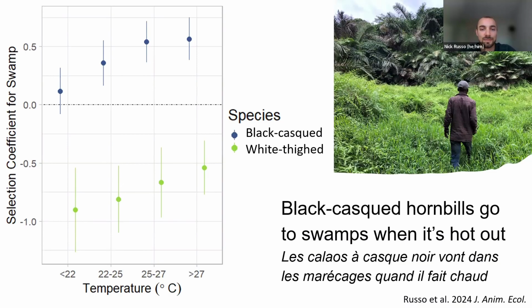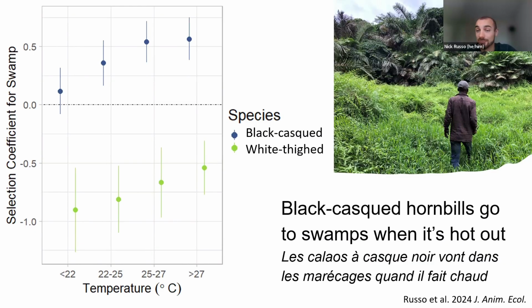And also that black-casqued hornbills are behaviorally dominant at fruiting trees. Just one example of this is that black-casqued hornbills will often chase white-thighed hornbills out of fruiting trees if they want to access that resource. So it's possible that this behavioral dominance could extend to selection of habitats that are cooler and potentially with denser vegetation that keeps them farther from predators.